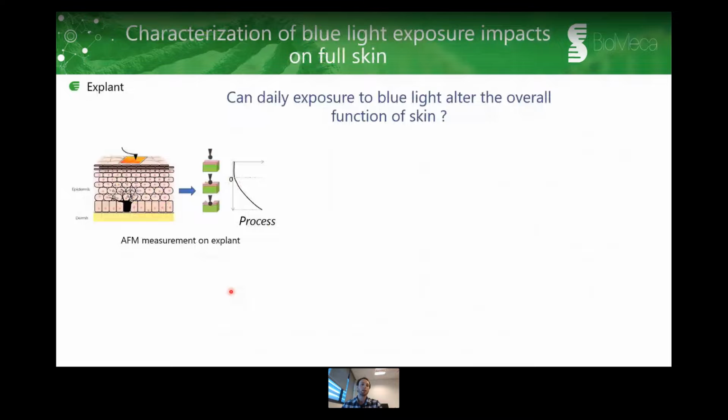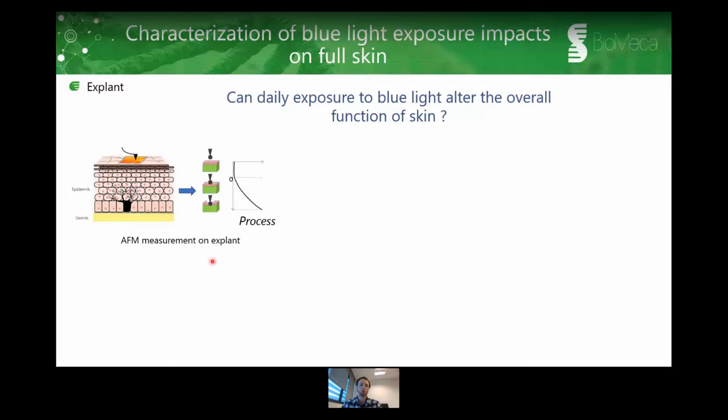To go further, we analyzed the effects of blue light exposure directly on full skin explant. So we performed AFM measurements directly on the surface of the explant by indenting enough to be sure to measure the effects of blue light exposure in the epidermis and in the dermis.